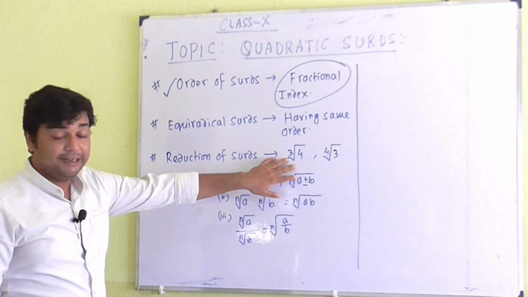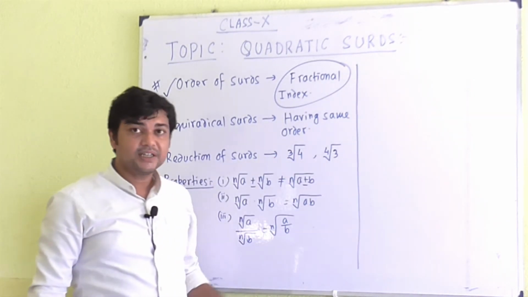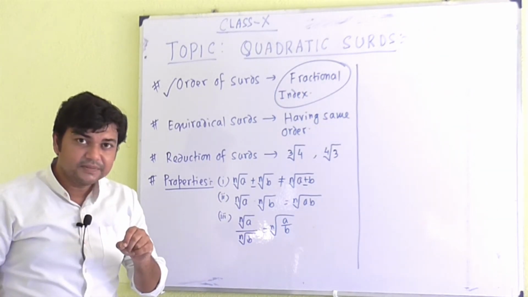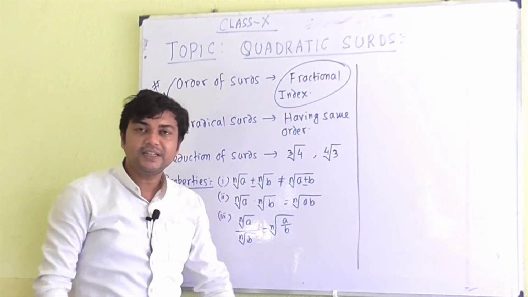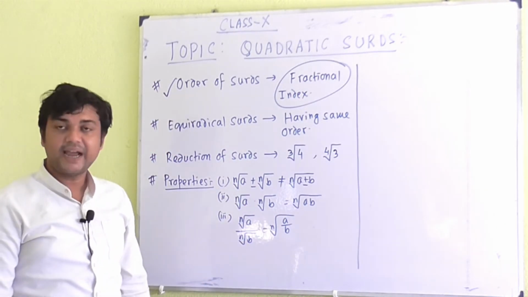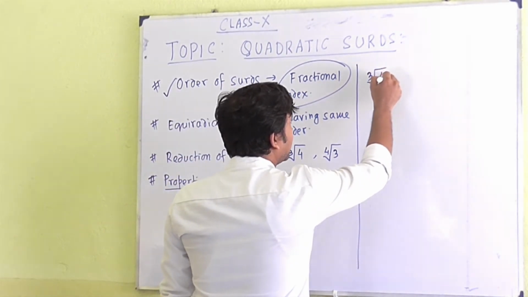Here, I have taken 2 surds having order 3 and another surd having order 4. Are they equiradical surds? The answer is no, they are not equiradical surds at all. But can we convert the order of these surds? The answer is yes, we can convert it. How? Here is the process.